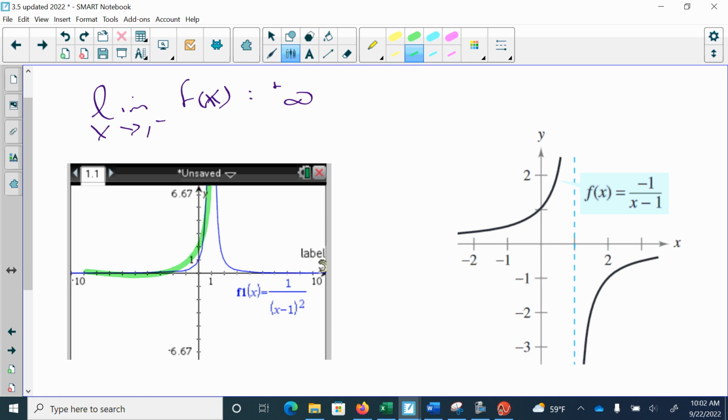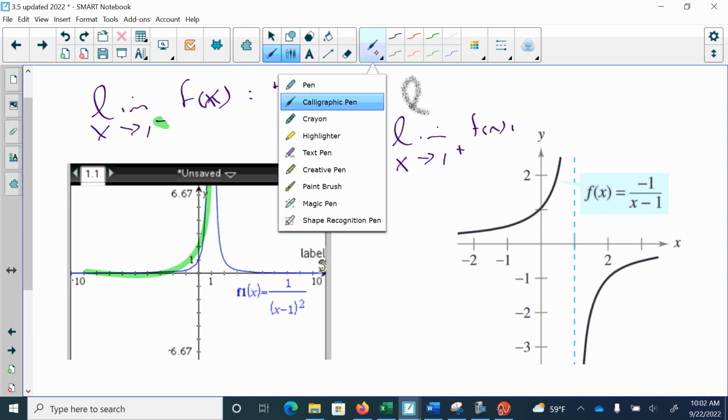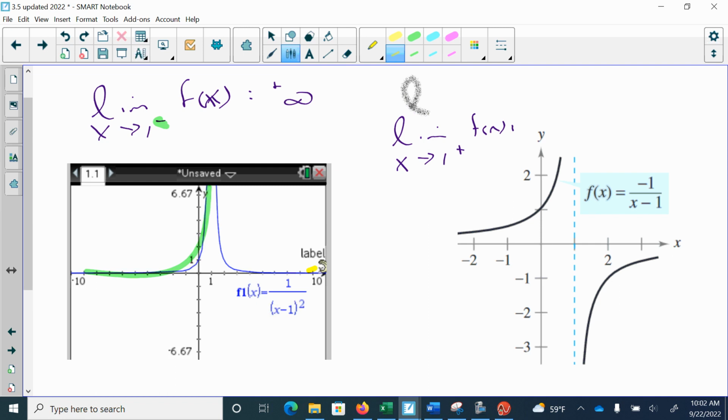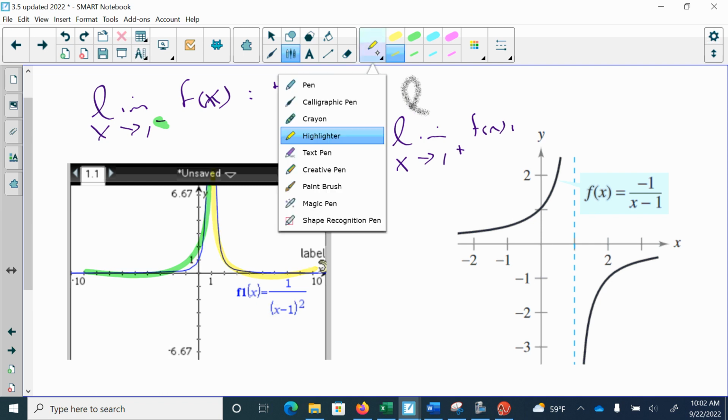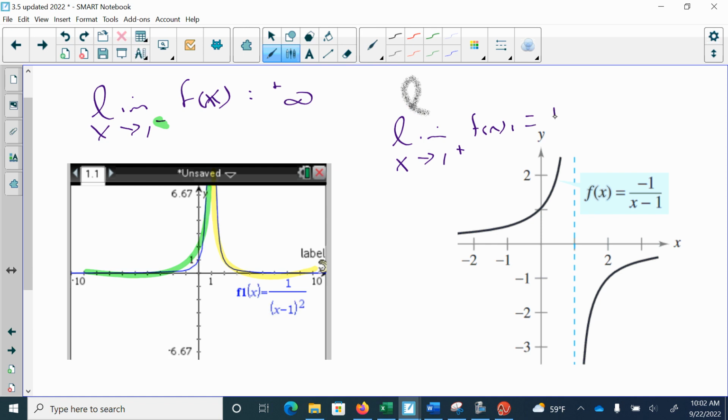Okay, so that's left. If I ask you the limit as x approaches 1 from the right of f of x, the function. Now I'm approaching from the right, so I'm doing this. It's still going to be positive infinity, right? So that's still going to be positive infinity. But if I ask you the limit as x approaches 1 without a direction, what would you tell me? Does not exist.